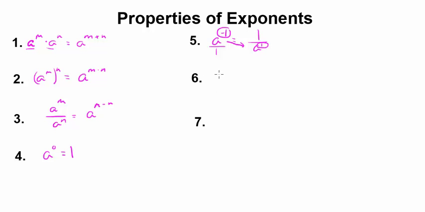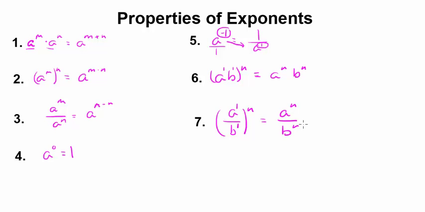Property number 6, when you have a times b to the n power, you can multiply, just like we did with number 2, we can multiply the exponents, but notice here the exponents with a and b are both 1, so this is a to the n times b to the n. So multiplying the exponents, only the exponents. Property number 7, last one, very similar to property number 6, is if you have a over b to the nth power, this results in, again, you're going to be multiplying the exponents. Exponent of a is 1, b is 1, so it'll be a to the n over b to the n.